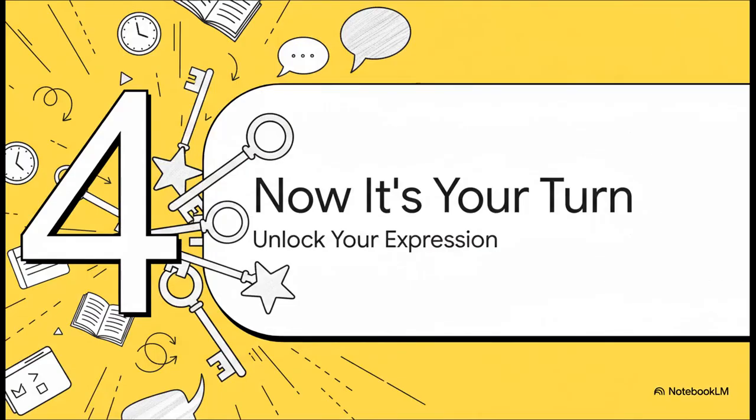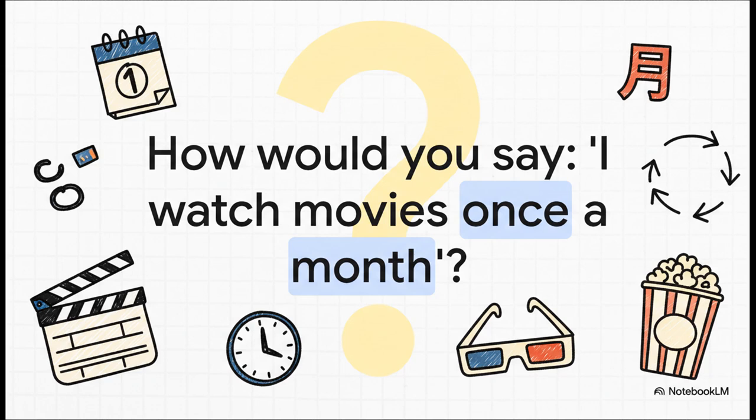So there you have it. We've seen the formula, we've walked through the examples, and now, honestly, the power is in your hands. You have the key to describe your own routines and make your Japanese sound that much more alive. So let's put it to the test. A little challenge for you right now. Using that pattern we just learned, how would you say, I watch movies once a month? Take a second and think about it. And here's a hint. The word for 1 month is ikkagetsu, and once is ikkai. How would you piece that together?